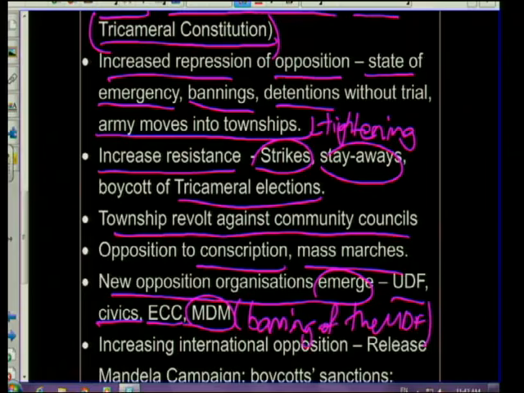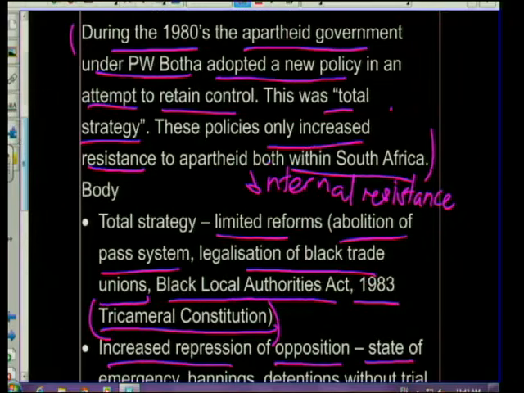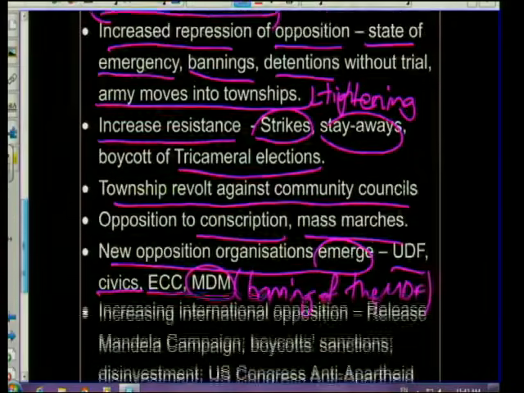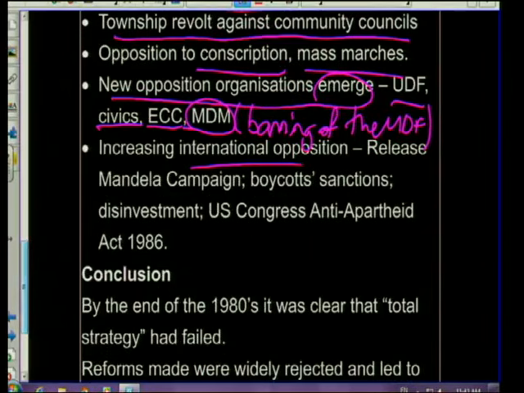Moving on, learners, we're looking at increasing international opposition, which in this essay is not needed, but if you mention it, you've got to tie it up with the question.